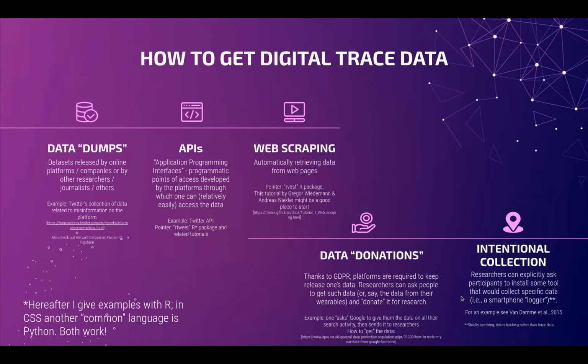So you can explicitly ask people to install some tool that would collect specific data. For example, install an app on their smartphone that would track their smartphone usage, and people would give consent to that, and they would know that they are being tracked. But sometimes using this, you can get access to data that is otherwise inaccessible, such as, again, individual smartphone use. To get access to it, you have to explicitly track certain aspects and ask people to share that data with you.